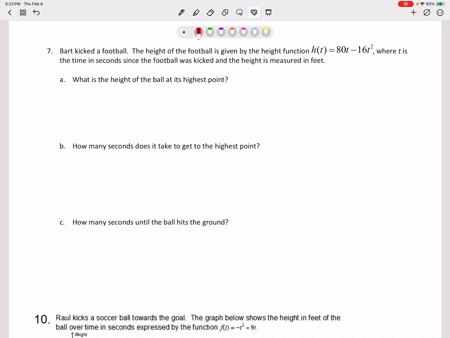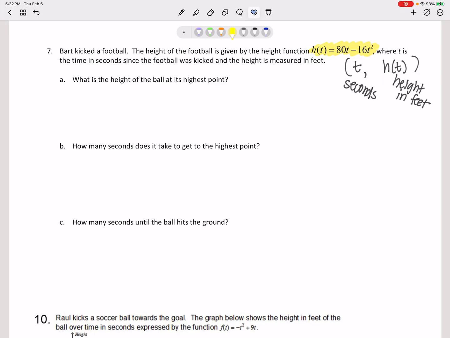So this time, we're not using meters, we're using feet. So our input is t, still seconds. And our output, h of t, is the height in feet. We're going to put this equation into our graphing calculator for y1, and we're going to answer the questions using our calculator.